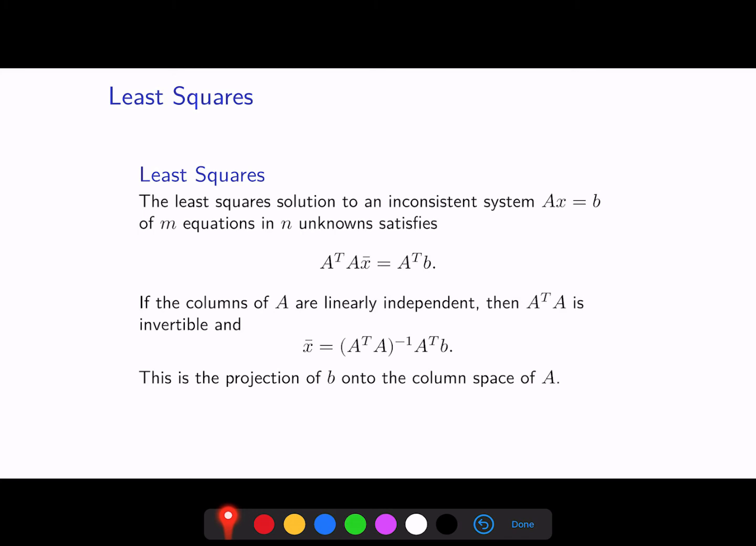The least square solution to an inconsistent AX equals B of M equations in N unknowns satisfies this equation, which we saw in the previous slide. If the columns of A are linearly independent, then A transpose A is invertible, and so you can solve uniquely for X bar by multiplying both sides by the inverse of A transpose A. And this vector is exactly the projection of B onto the column space of A. In the context of regression, we're going to be using this matrix to find the coefficients of a line of best fit.